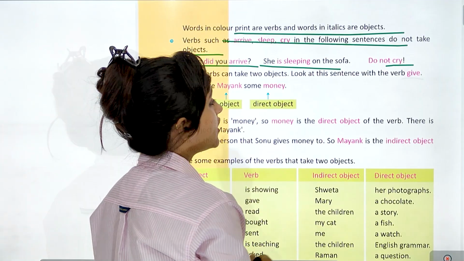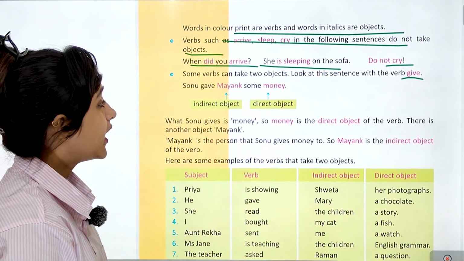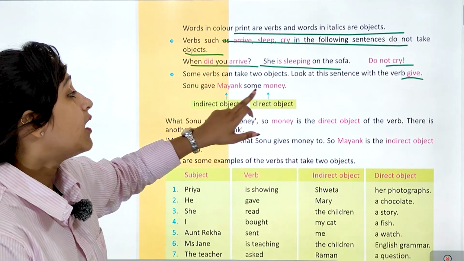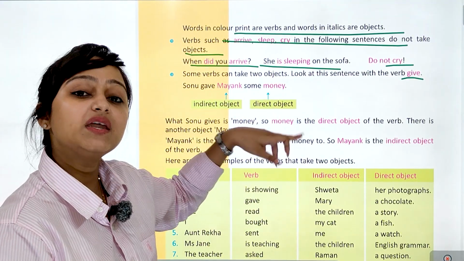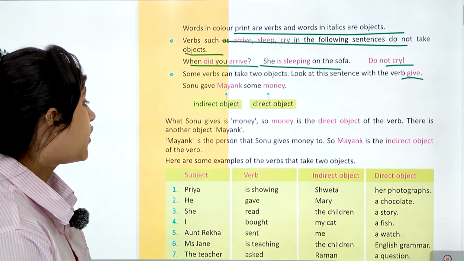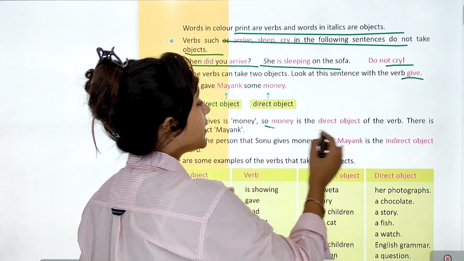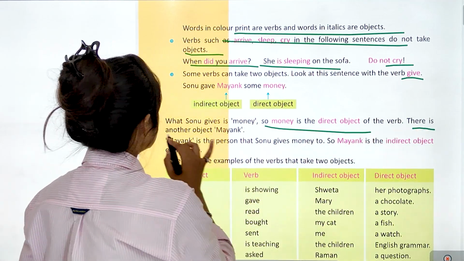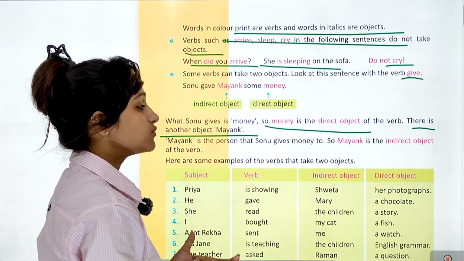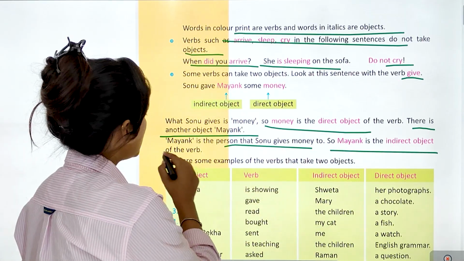Look at these sentences with the verb gave: Sonu gave Mayank some money. So यहाँ पे क्या है? Mayank क्या है? Indirect object है. Money क्या है आपका? Direct object है. Money किसको दिया जा रहा है? Mayank को ना. So that's why he is the indirect object. What Sonu gave is money. So money क्या है आपका? Direct object है verb का. There is another object, Mayank. Mayank क्या है? Mayank is the person that Sonu gives money to. Mayank is the indirect object of the verb.